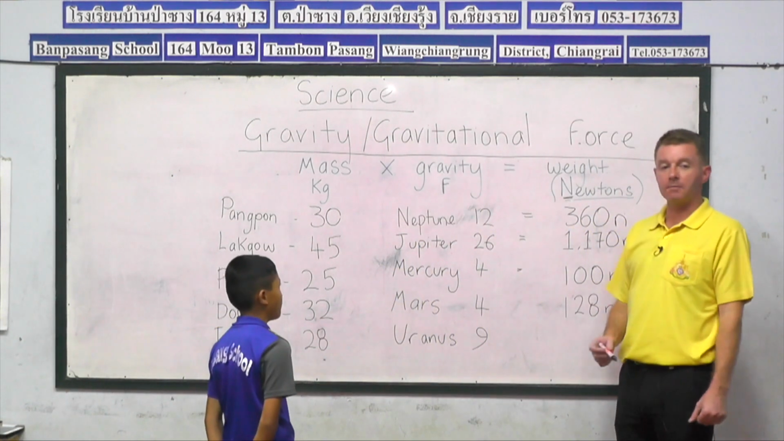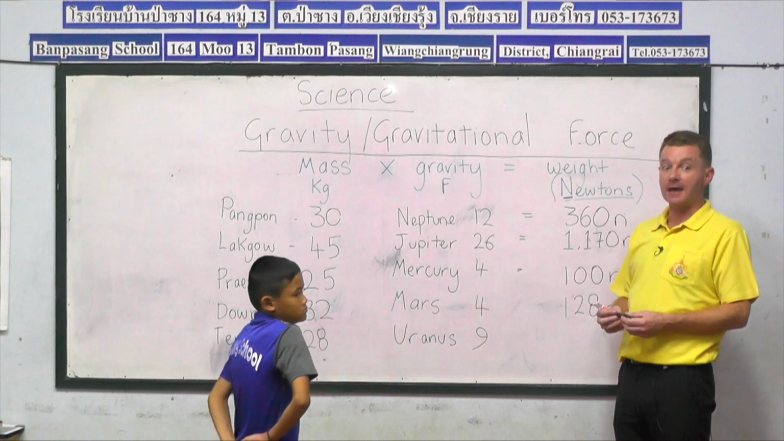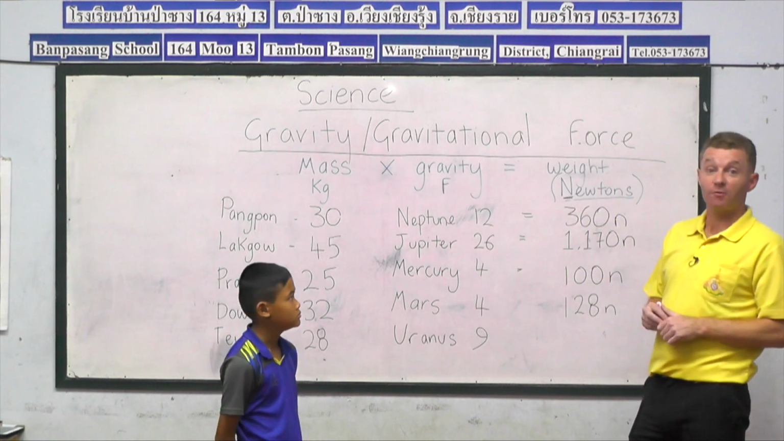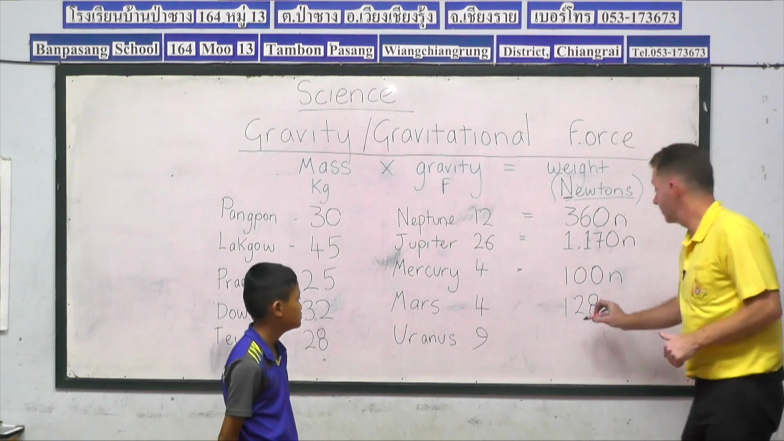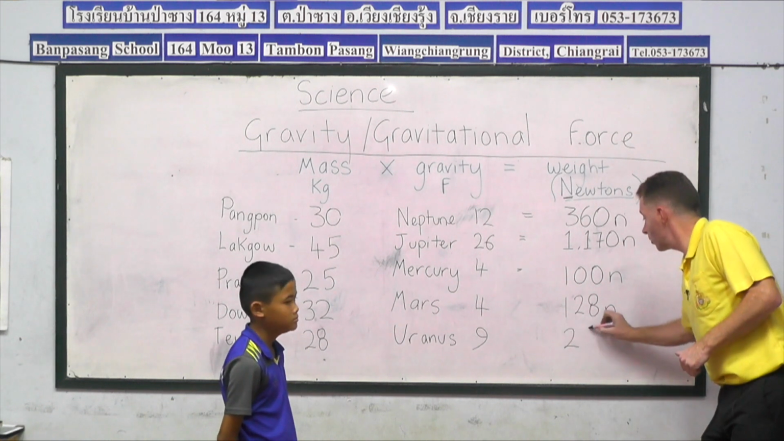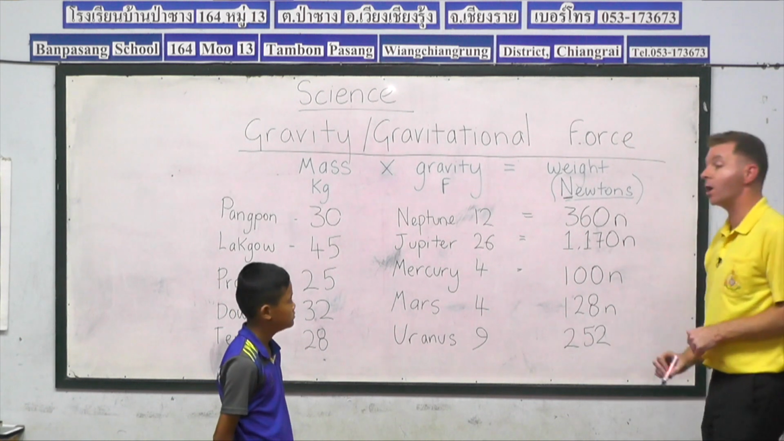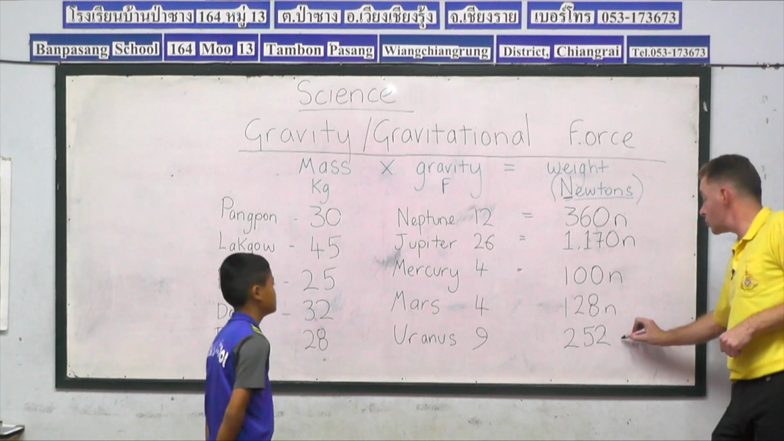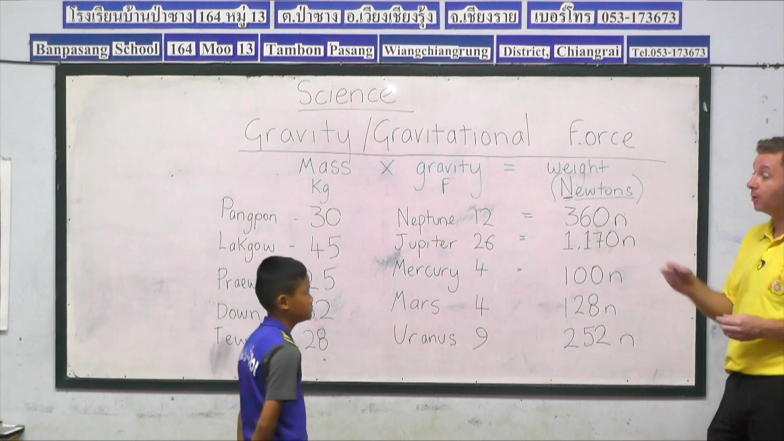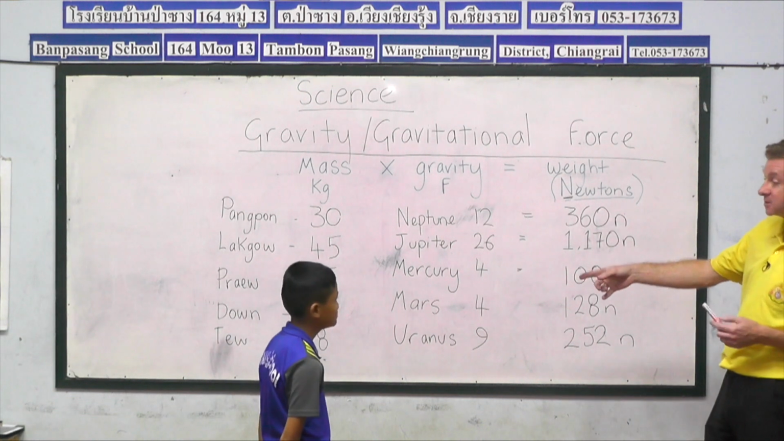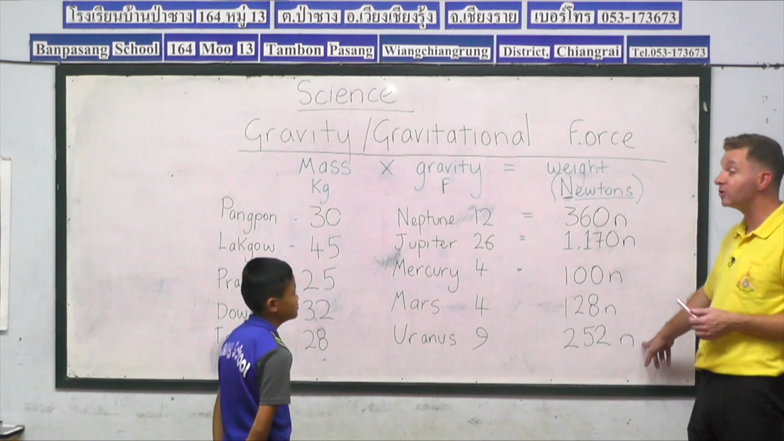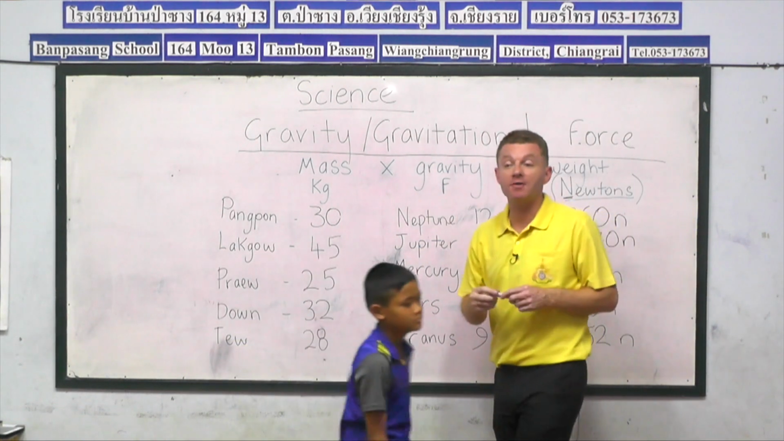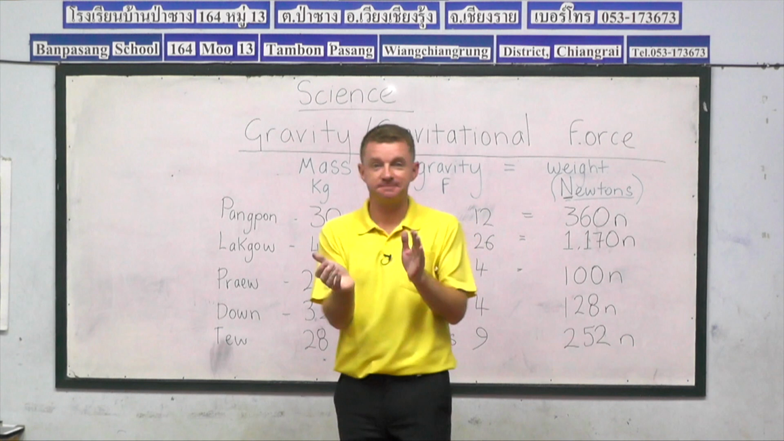So who can tell me 28 times 9? Perfect. That's correct. 252 what? What does the N stand for? Newtons. Yes. So Chu, if you go to Uranus, you will weigh 252 newtons. So high five. Big round of applause for Chu, please, guys.